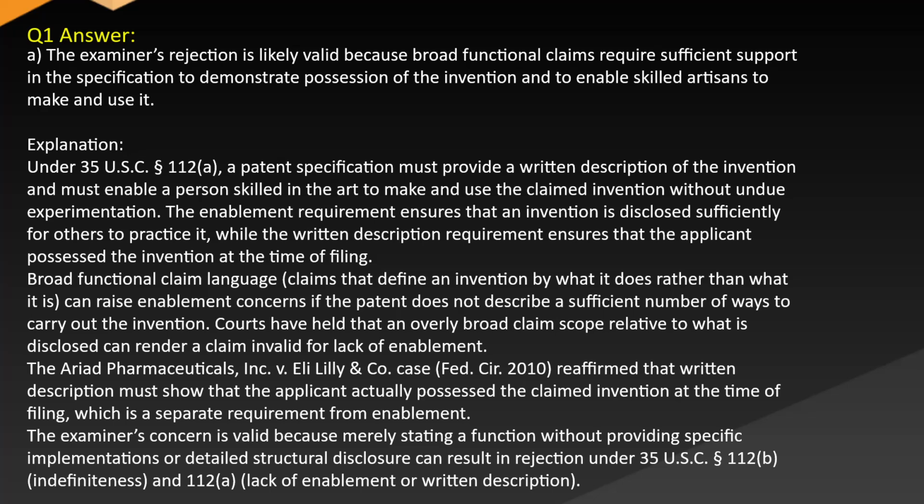Courts have held that an overly broad claim scope relative to what is disclosed can render a claim invalid for lack of enablement. The Ariad Pharmaceuticals Inc. v. Eli Lilly and Company case, Fed. Cir. 2010, reaffirmed that written description must show that the applicant actually possessed the invention at the time of filing, which is a separate requirement from enablement.